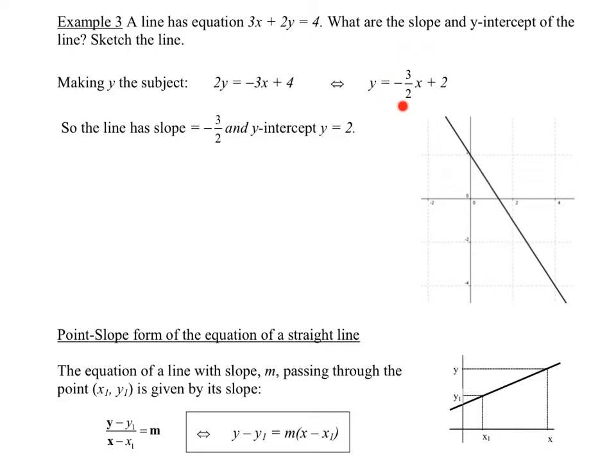The negative 3/2 tells you that every time you go across by 2, you have to go down by 3. This line has a slope of negative 3/2. If you start at this point and go to this point, right, you're going down 3 and you're going across 2. 3 divided by 2. But of course it's negative because you're going down to the right.